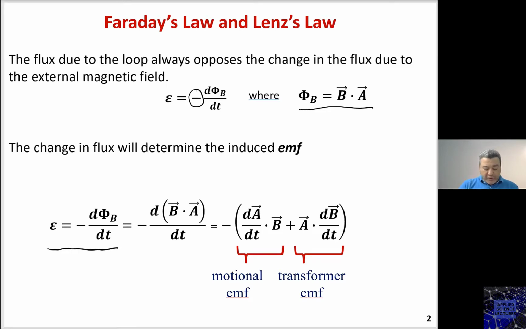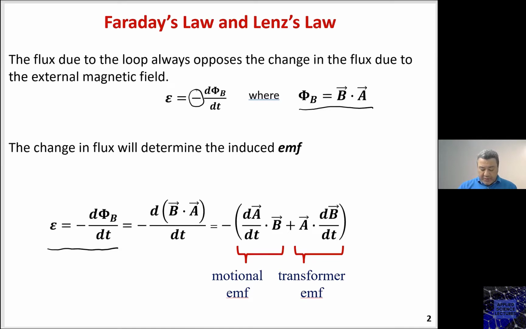So looking here at the electromotive force, epsilon equals minus d phi over dt. Now distributing this derivative on those two vectors is going to give me dA over dt dot B plus A dot dB over dt. So I have here two types of electromotive forces.